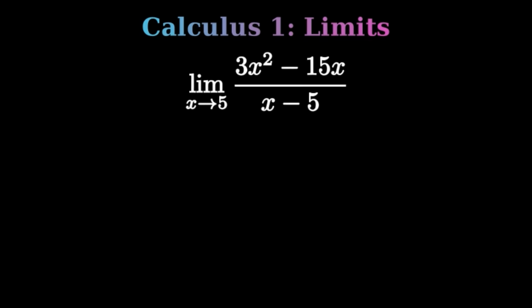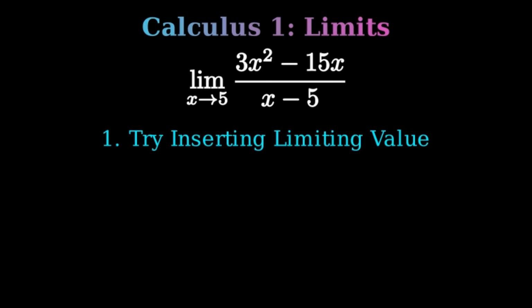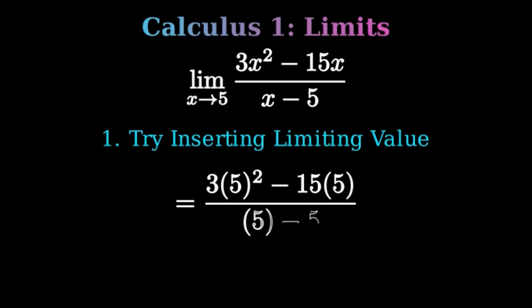insert the limiting value. Well, the limiting value is that 5 that's underneath that lim, okay? So just basically put the 5 in place of all the x's that you see. Well, what does that look like? Well, we have 3 times 5 squared minus 15 times 5 over 5 minus 5.